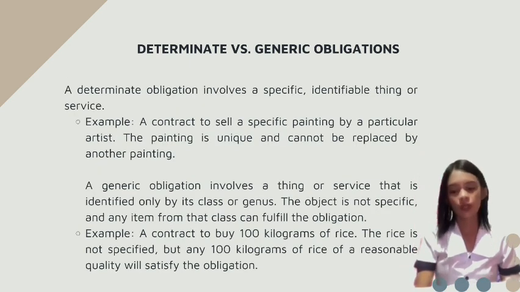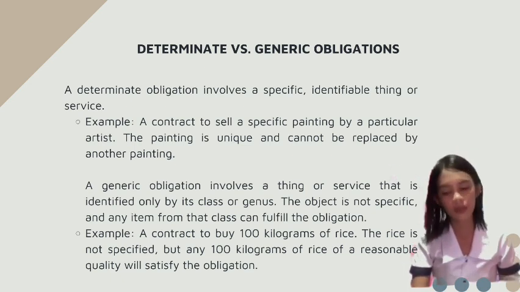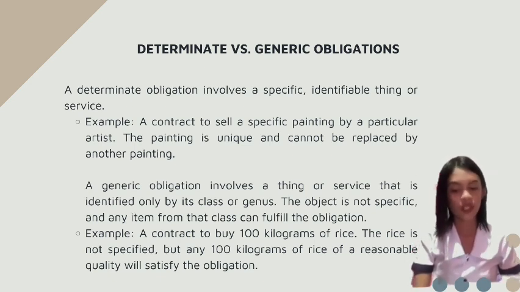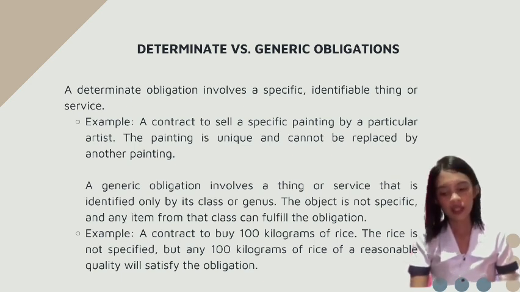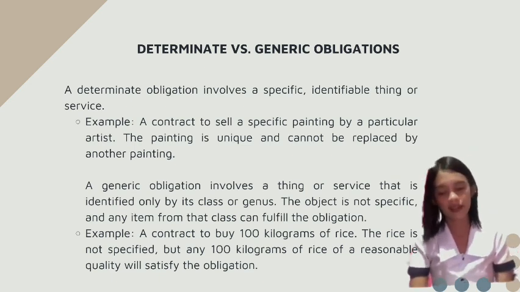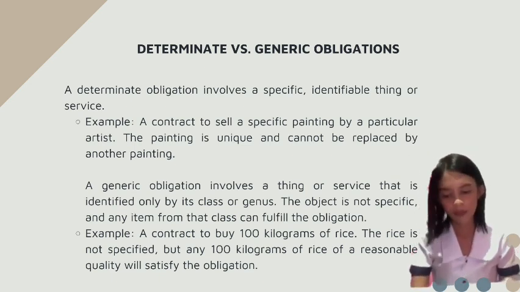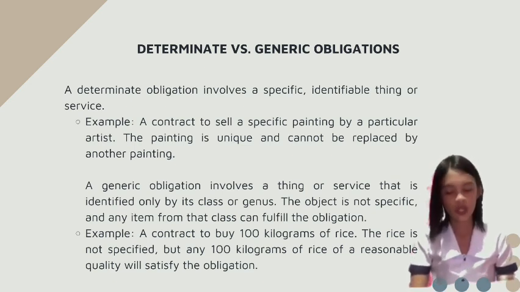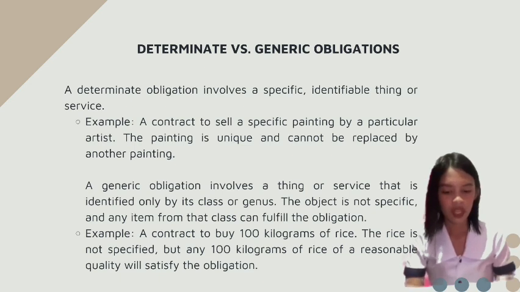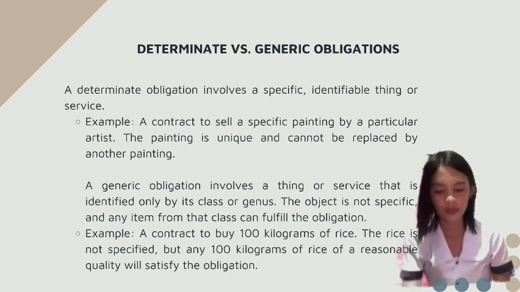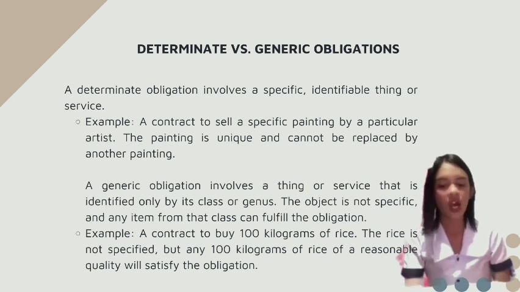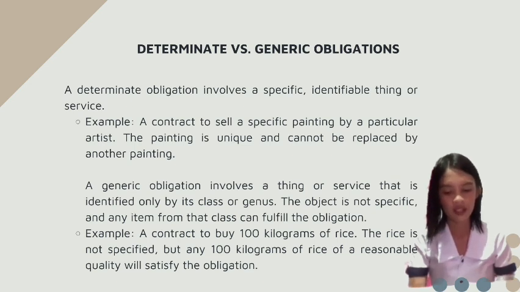A determinate obligation involves a specific identifiable thing or service. Example of this, a contract to sell a specific painting by a particular artist. The painting is unique and cannot be replaced by another painting. So that is the determinate obligation. A generic obligation involves a thing or service that is identified only by its class or genus. The object is not specific, and any item from that class can fulfill the obligation. Example of this is a contract to buy 100 kilograms of rice. The rice is not specified, but any 100 kilograms of rice of reasonable quality will satisfy the obligation.